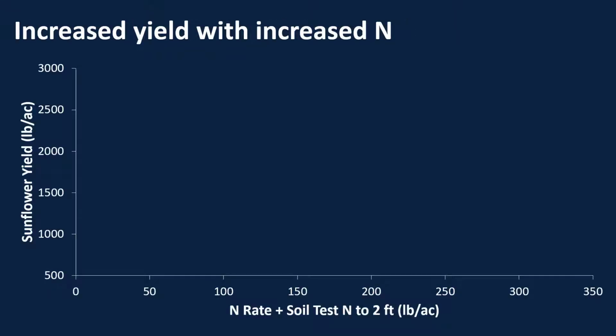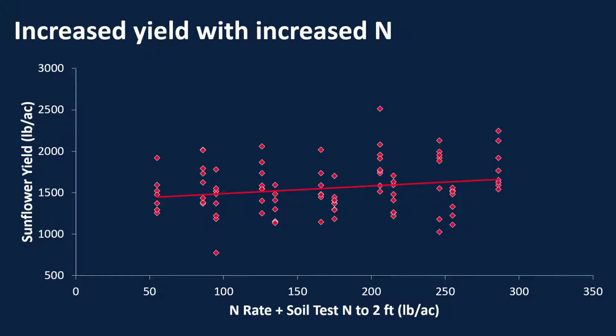So here we're going to have on our y-axis our sunflower yield, and on our x-axis our nitrogen rate plus soil test nitrogen down to 2 feet. And we're going to relate this to yield and see what we see. So we can see the general trend here is that as we increase in fertilizer rate plus soil test N, we tend to generally increase in nitrogen fertilization.